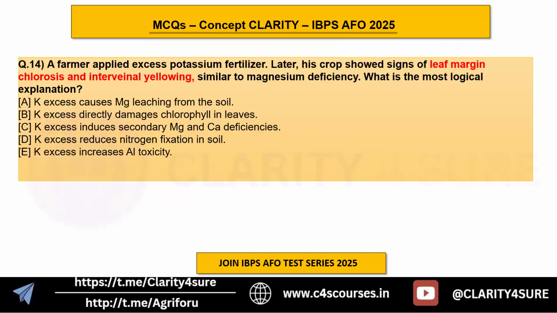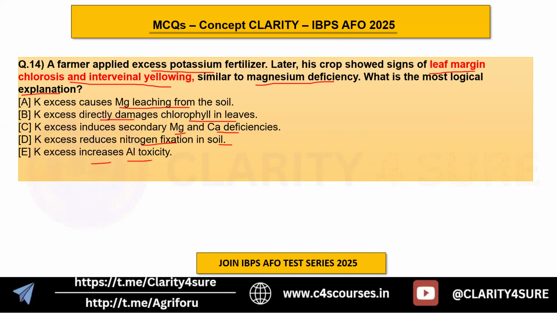Next question. A farmer applied excess potassium fertilizer. Later his crop showed signs of leaf margin chlorosis and interveinal yellowing, similar to magnesium deficiency. What is the most logical explanation here? Potassium excess causes magnesium leaching from the soil. It directly damages the chlorophyll in the leaves. It induces secondary magnesium and calcium deficiency. It reduces nitrogen fixation in soil and it increases aluminum toxicity.